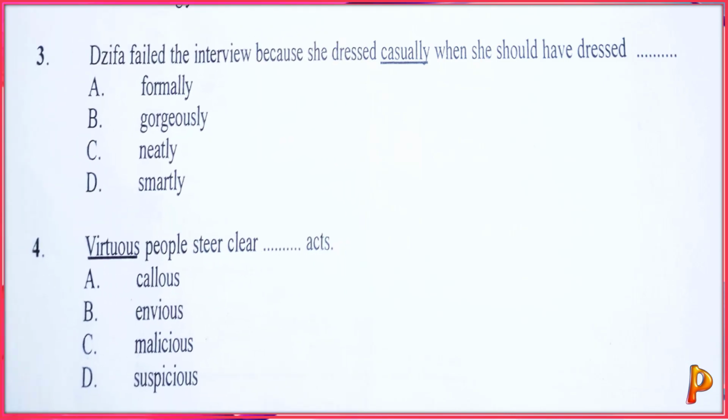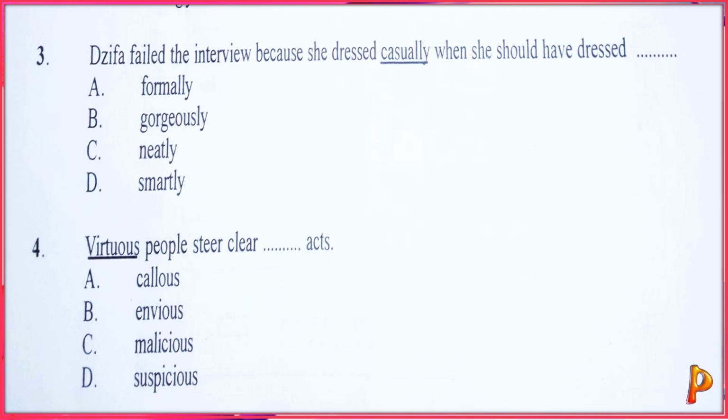Question 3. Jifa failed the interview because she dressed casually when she should have dressed dash. A. When she should have dressed formally. B. When she should have dressed gorgeously. C. When she should have dressed neatly. D. When she should have dressed smartly. The correct answer to this question is answer A. Jifa failed the interview because she dressed casually when she should have dressed formally.